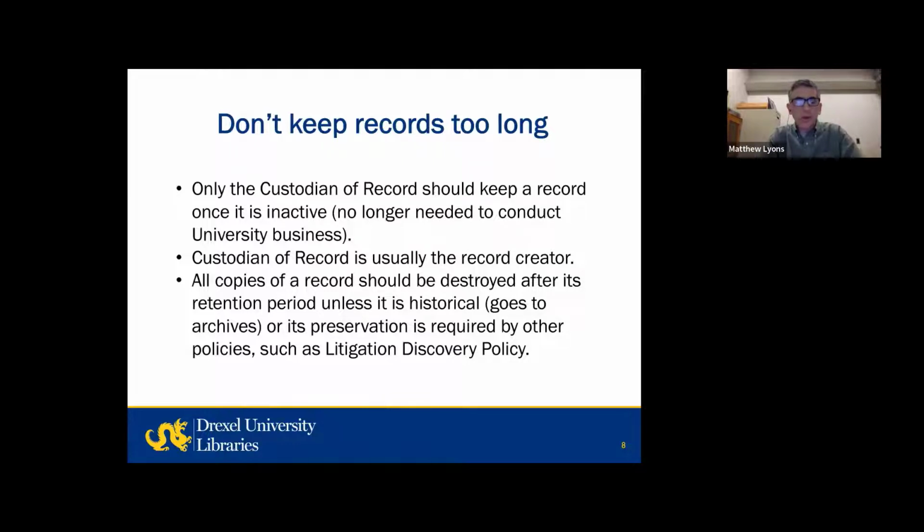And as a rule, once the retention period has been completed, all copies of the record should be disposed of, with some exceptions. One exception is if the record has long-term historical value, in which case it should be transferred to either the University Archives or the College of Medicine Legacy Center archives. Another exception is if records destruction has been suspended because of litigation. I'll talk about both of these exceptions a little bit more later on.